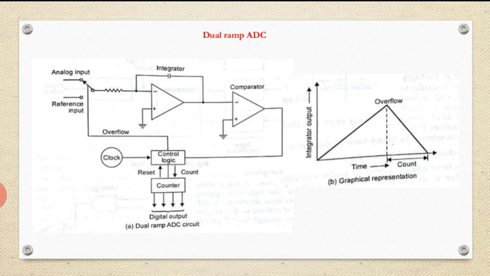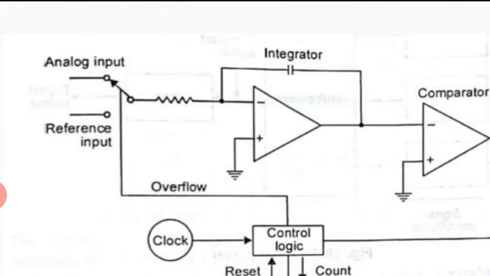Dual ramp ADC. Compared to the single ramp converter, it is more commonly used. Here the analog input voltage and the reference input voltage are successively connected. There is one switch, and that switch connects them one after the other to the integrator. The analog input voltage and the reference input voltage are successively connected to the integrator with the help of a switch.